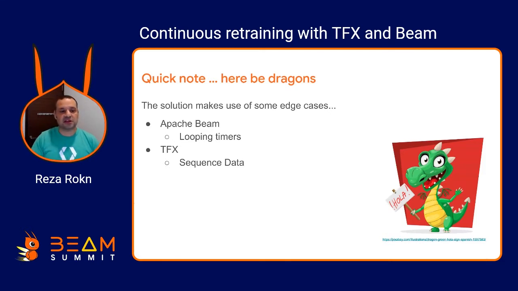So these are fairly interesting uses of the Beam model. There is a matrix on the Apache Beam site on different runners' specific capabilities around lifecycle management, for example, that may not support looping timers. So that's why we have here be dragons, although it's a very cute dragon.